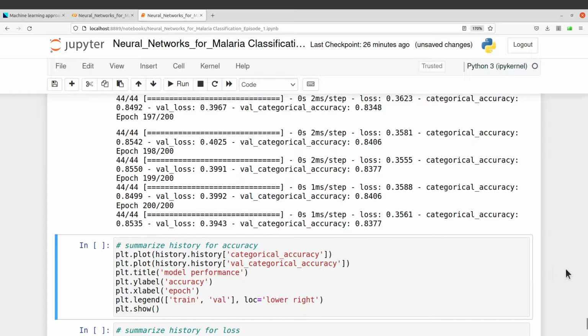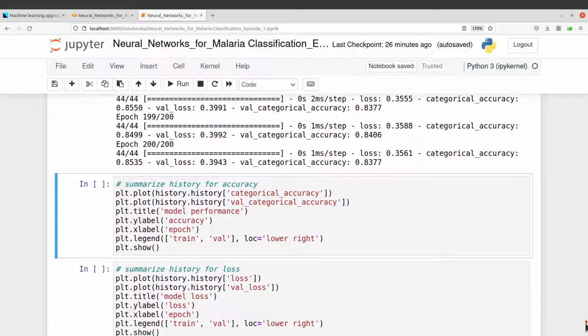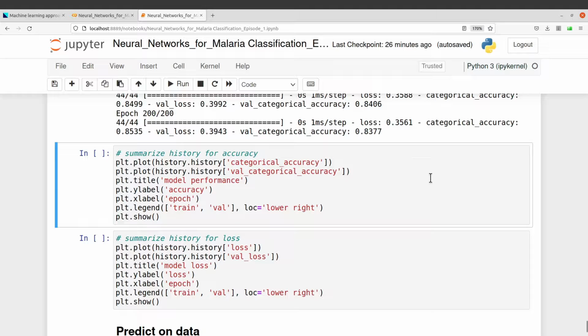Okay, the model has been trained. So let's proceed. After the model has been trained, it's important to visualize the model. We need to visualize and see how the model performed during the course of the training. And so we do that using this code here.